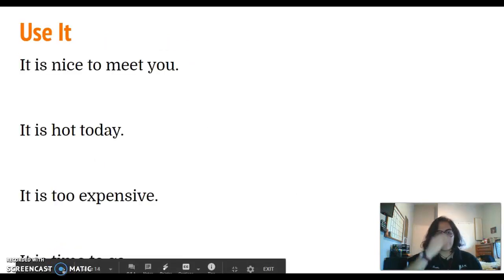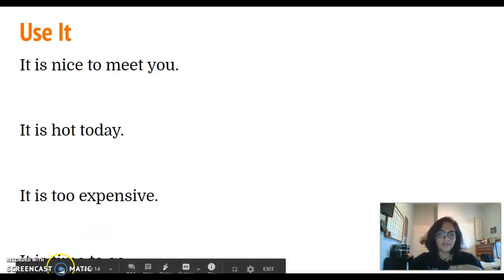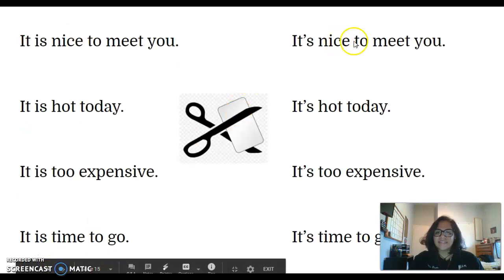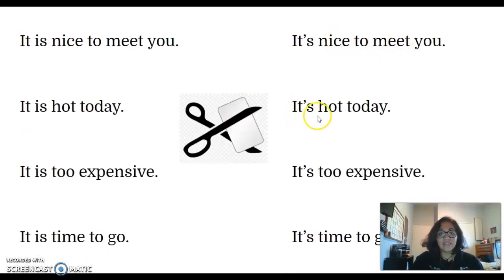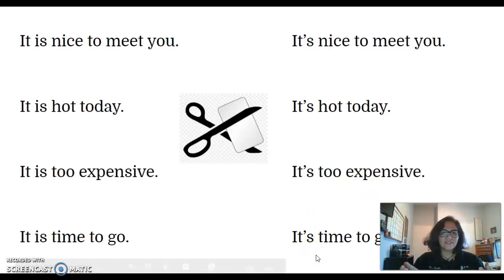So here are examples. We can say, it is nice to meet you. It is hot today. It is too expensive. It is time to go. That's very long. So when we speak, we will cut it and we will say, it's nice to meet you. It's hot today. It's too expensive. It's time to go. So it is cut to it's.